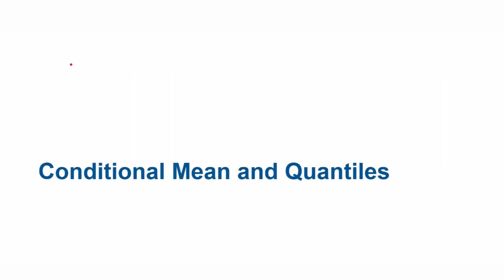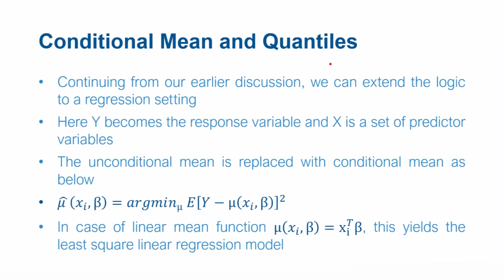In this video, we'll extend our understanding of the simple regression model, which was minimization of the residual sum of squares, to the quantile regression setting. We'll take the example of simple regression and extend it to quantile regression. So let us extend our logic to the regression setting. In a typical regression setting of y equal to beta 1 plus beta 2 x, y is your response or dependent variable, where x is your independent variable.